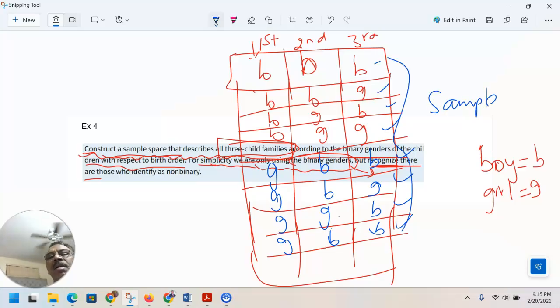So almost like the one I was talking about, I think there was one example I did with head and tail when three coins were tossed. So almost the same idea.